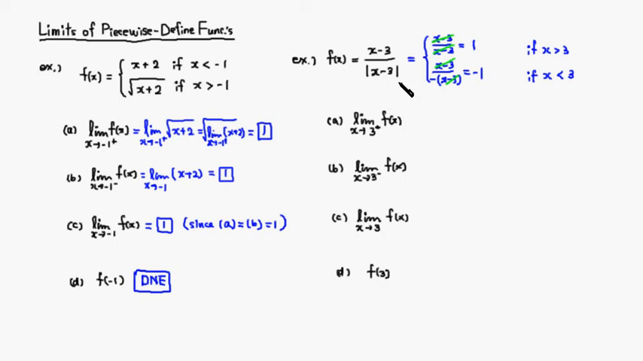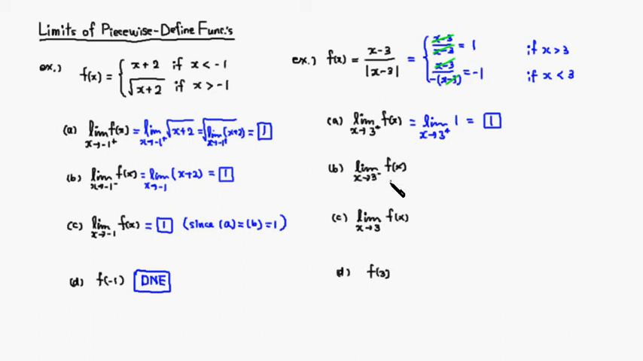So this is actually a piecewise constant function. If x is greater than 3, it's +1. If x is less than 3, it's -1. So let's look at part A. This is a right-hand limit, so we're looking at x greater than 3. It's the top formula. So this is equal to the limit of 1 as x approaches 3 from the right, which is equal to 1. The limit of a constant function is the same constant.